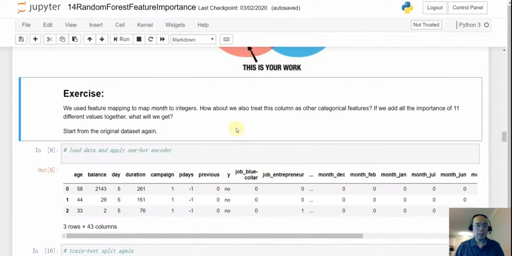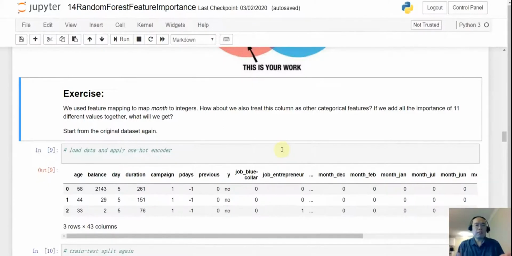Okay, so the next part is an exercise. Remember, what we had at first was that we were taking the months as a numerical feature. We did a mapping: January maps to 1, February maps to 2. The reason I did that is that January is the first month and January plus 1 is February, right? It may not be that important.